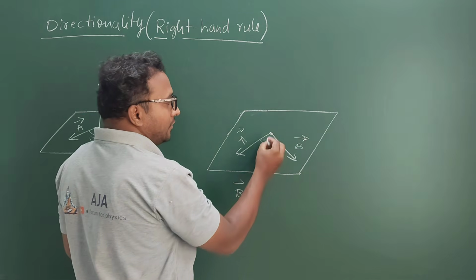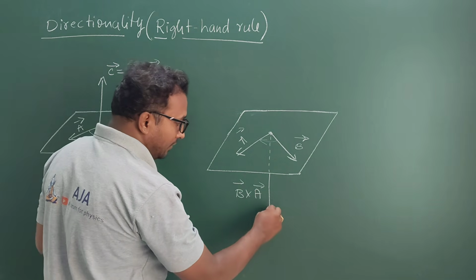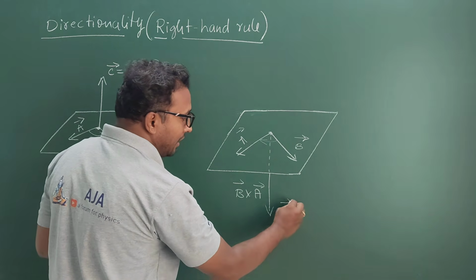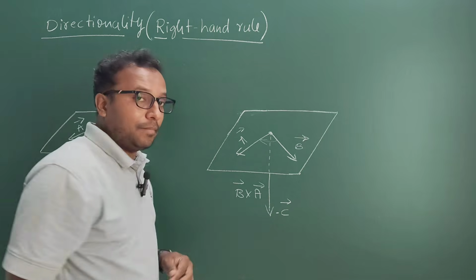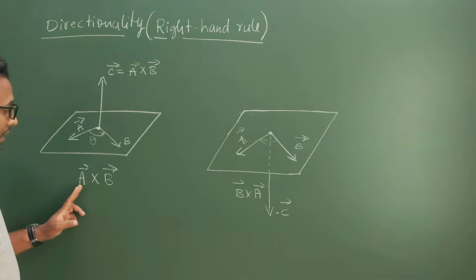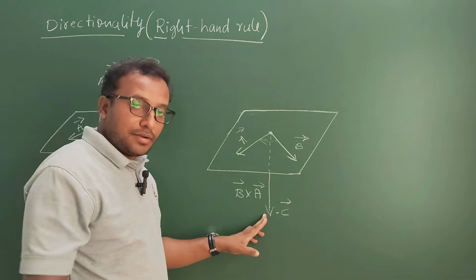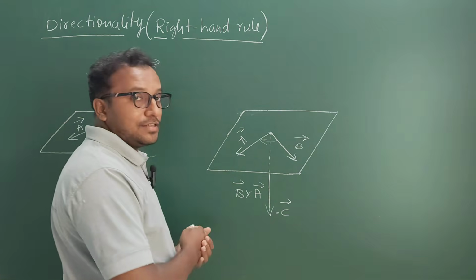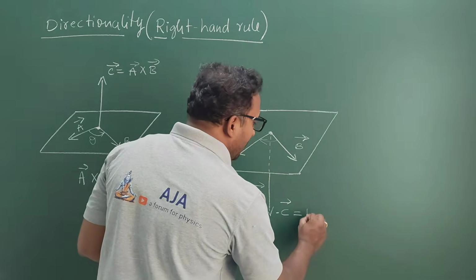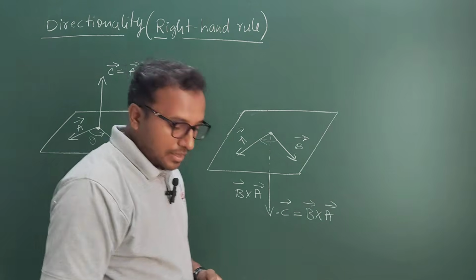So in this horizontal plane, the direction of the resultant of the cross product is downward, and this can be written as minus C, because the direction of the resultant vector earlier, when we were doing A cross B, is upward, and we are getting the same vector but in the opposite direction. That is why it is minus C, which can be called B cross A.